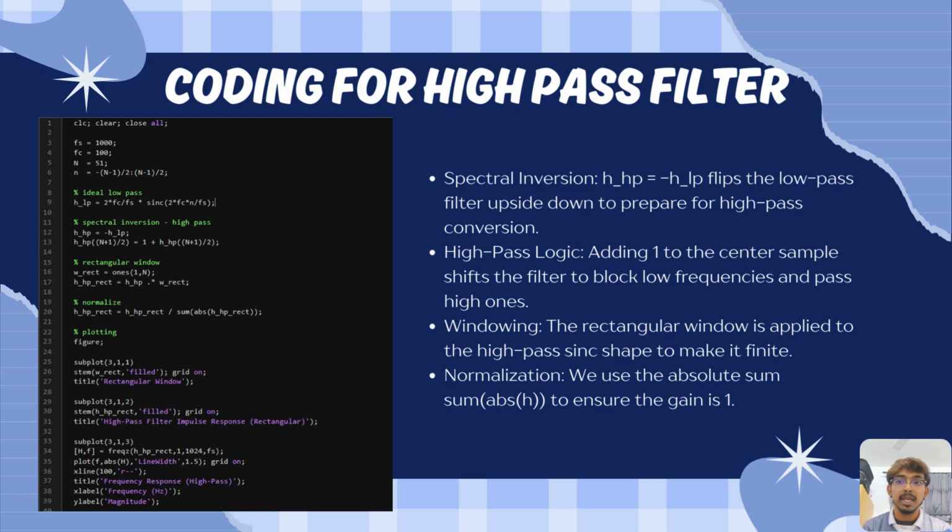window. To make a high pass filter, we use spectral inversion, which basically means flipping the low pass filter upside down. Okay, for the high pass logic, we add one to create a sample shift in the filter to block low frequencies and pass high ones. For the windowing, the rectangular window is applied to the high pass sinc shape. For the normalization, we use the absolute sum to ensure the gain is 1.